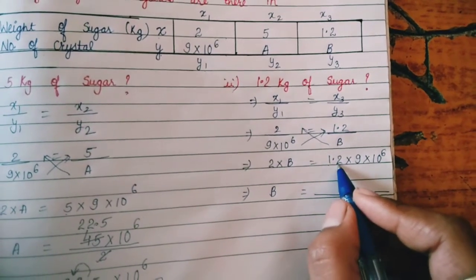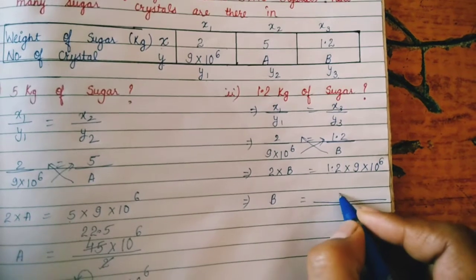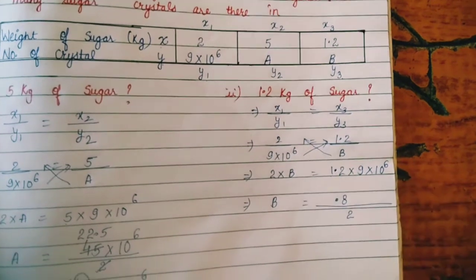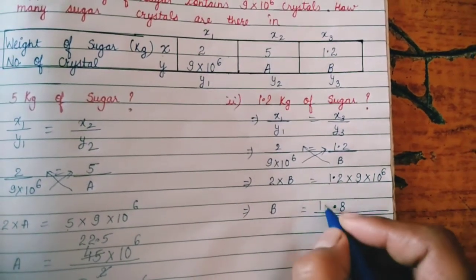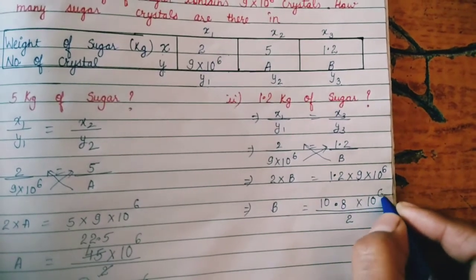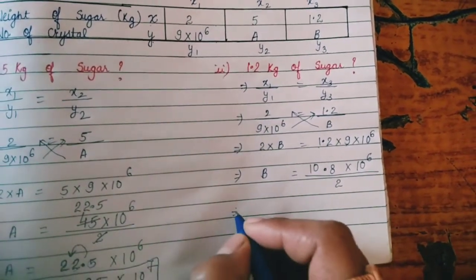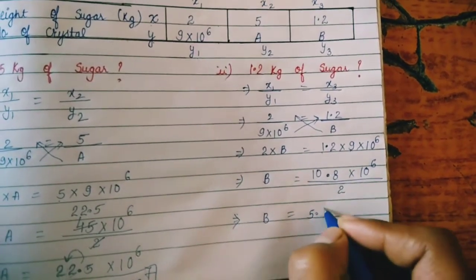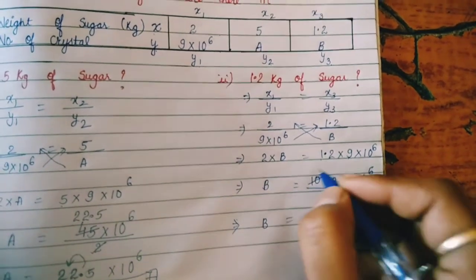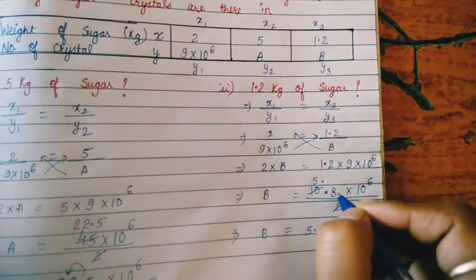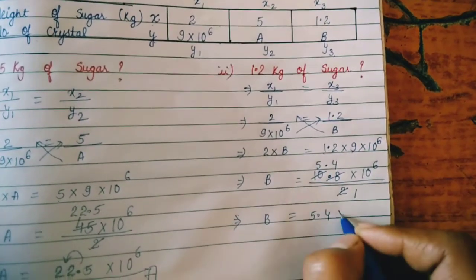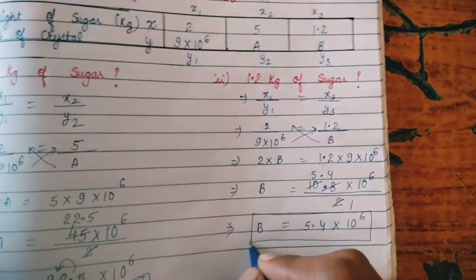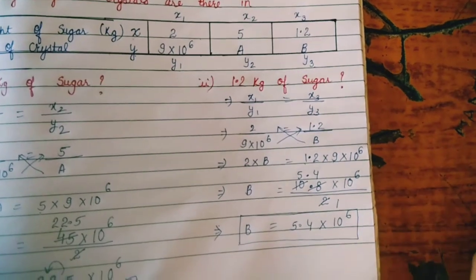Firstly we will multiply 1.2 by 9. 9 2s are 18, 8 as a downside, 1 on the carry, and the decimal will be placed before the last digit. 9 1s are 9 plus 1 is 10, multiplied by 10 raised to the power 6. When we divide 10.8 by 2, we will get 5.4. 2 1s are 2, 2 5s are 10, point as it is, and 2 4s are 8. Multiplied by 10 raised to the power 6, which is the number of crystals in 1.2 kilograms of sugar.